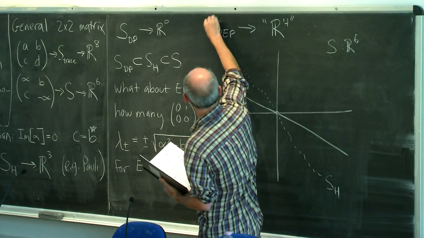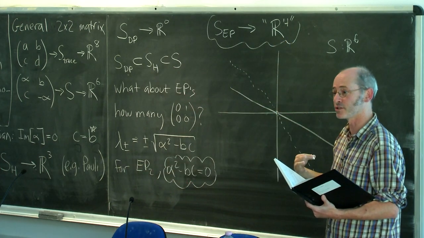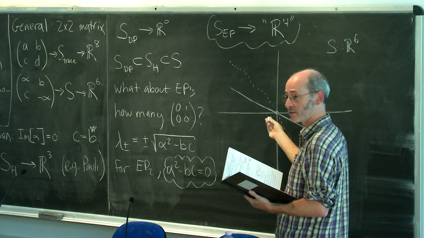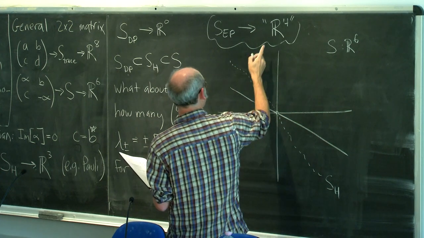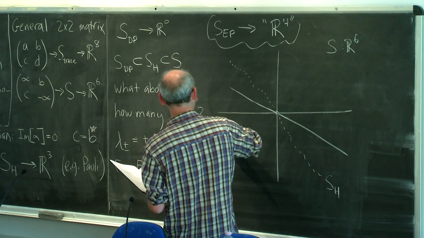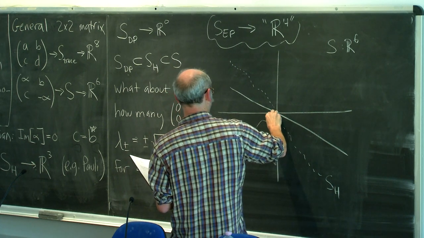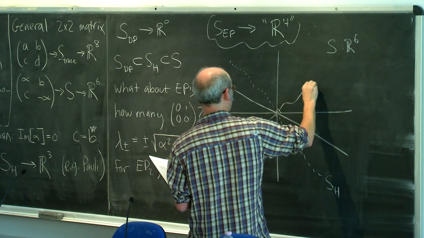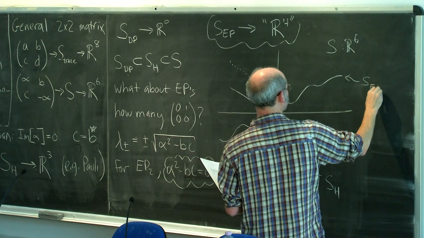Now, the exceptional points are a four-dimensional surface, so they have codimension two. They're two dimensions less than the full space, and that would be a line in my cartoon where R6 is R3. So the exceptional points are really a line, and they're not necessarily topologically simple, but let me pretend that they are. So here they are. It's the squiggly line. So that's SEP.